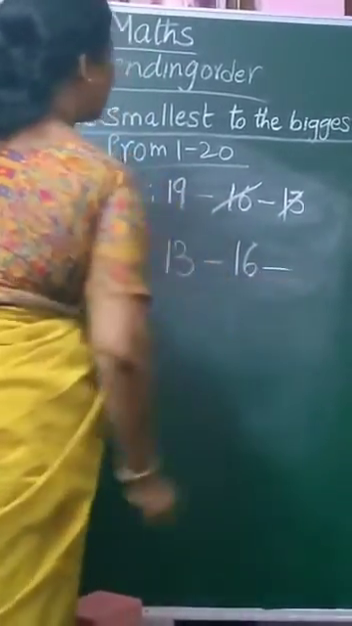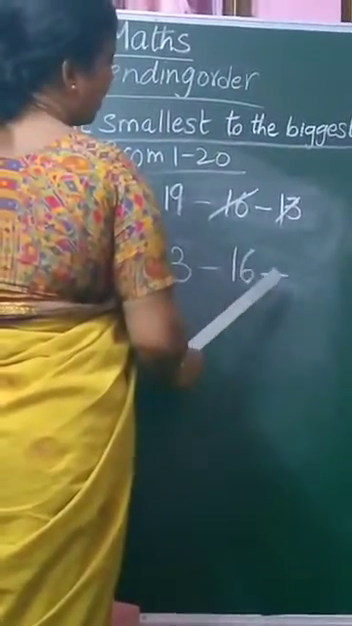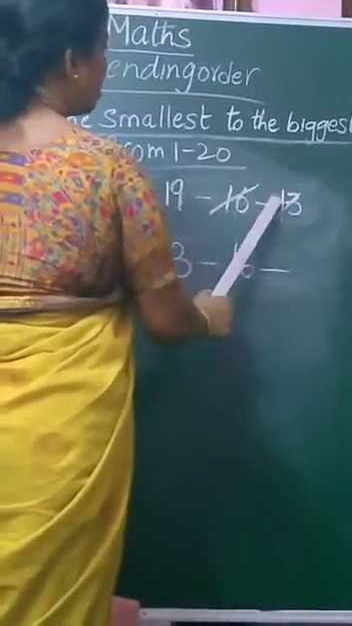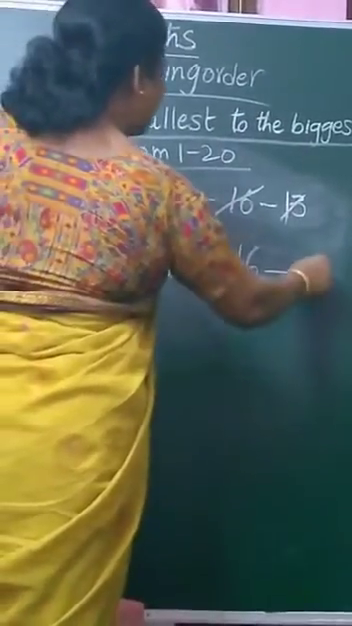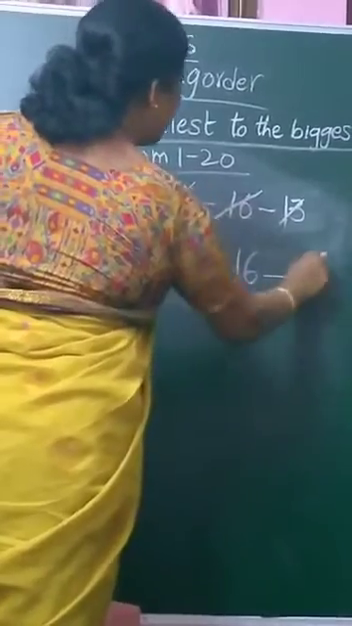Then after, 16 after what number comes? 17 is also not given. 18 is also not given. 19 is the biggest number. Before writing the answer, just cut it here and put it in the answer.